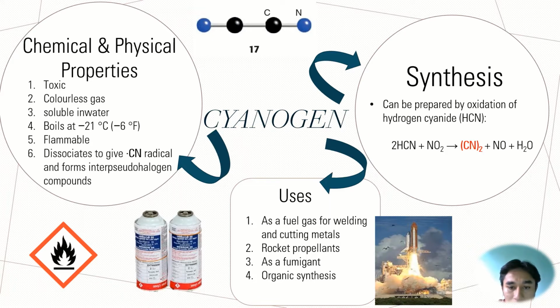And then we will go to the uses of cyanogen. Cyanogen is also used as a fuel gas for welding and cutting metal. Secondly, as a rocket propellant. Third, as a fumigant. A fumigant is a compound that is used as a pesticide. And lastly, it can be used in organic synthesis. Then we will go to the next.